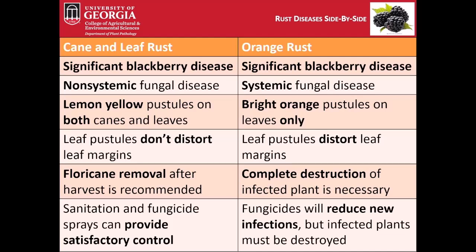The leaf pustules with cane and leaf rust don't distort the margins of the leaves, but they do distort the leaf margins in the case of orange rust. Floricane removal after harvest is recommended as a cultural practice for cane and leaf rust management, but for orange rust, a complete destruction of the infected plant as soon as possible is necessary. Sanitation and fungicide sprays typically can provide satisfactory control of cane and leaf rust, but fungicides only reduce new infections of orange rust, and infected plants need to be destroyed as soon as possible.